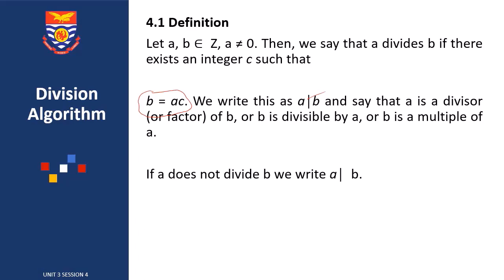If A does not divide B, we write it as this. Some places write it like this: A, then a space between the division symbol and then B. Or some people also write it like this: A does not divide B. Any of them works, but in this course, we may stick to this. A does not divide B, and that's how we write it.